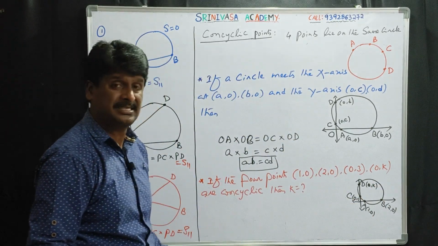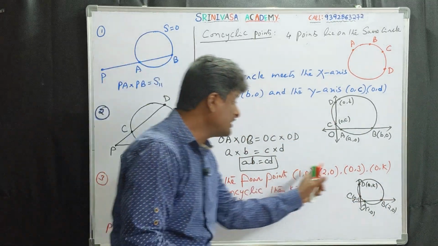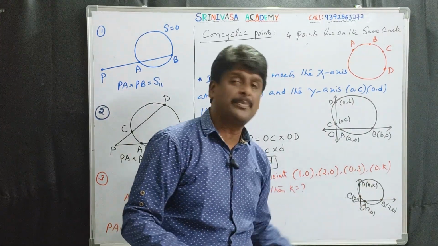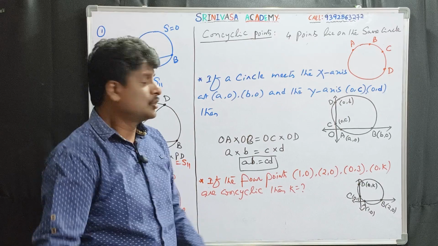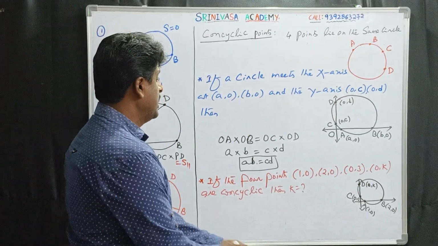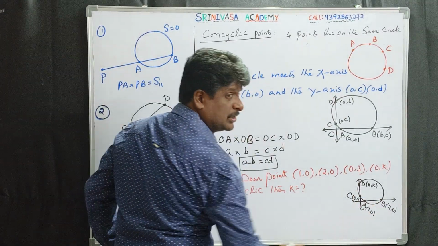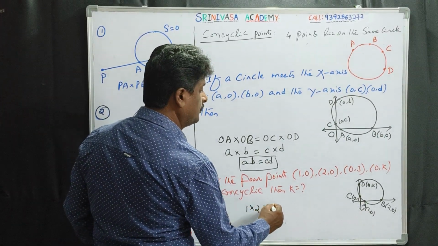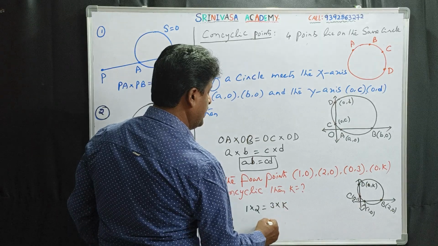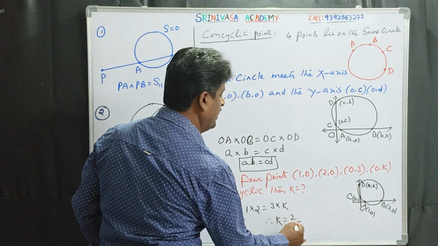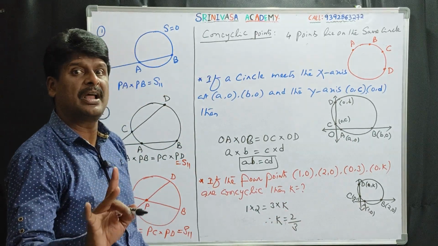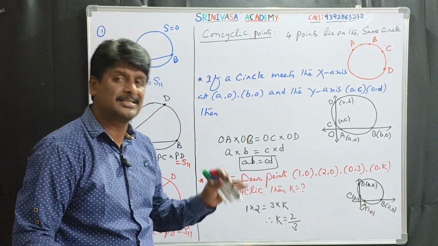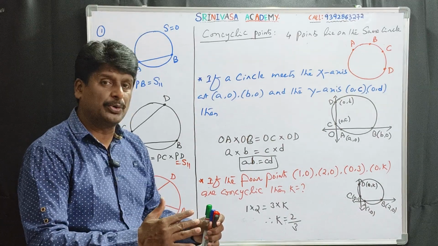Just now we have discussed the condition. These are 4 concyclic points, and observe that 2 of them are lying on the x-axis and 2 of them are lying on the y-axis. The condition is: product of x coordinates is equal to product of y coordinates. 1 into 2 is equal to 3 into k. Now the value of k is 2 by 3. Answer in just one line. So if such 4 points are concyclic, this is the condition. Let's move on to another question.